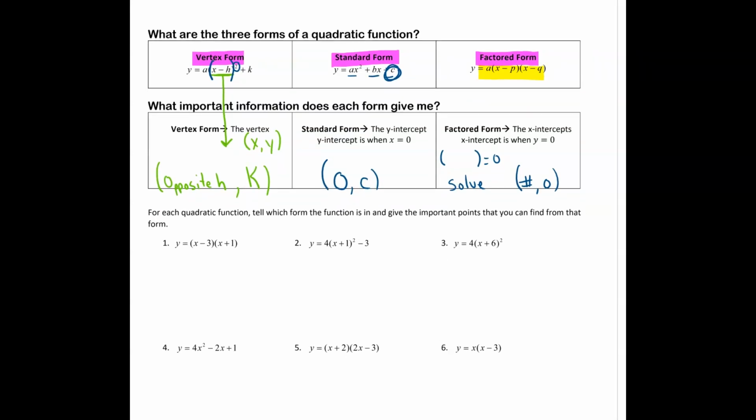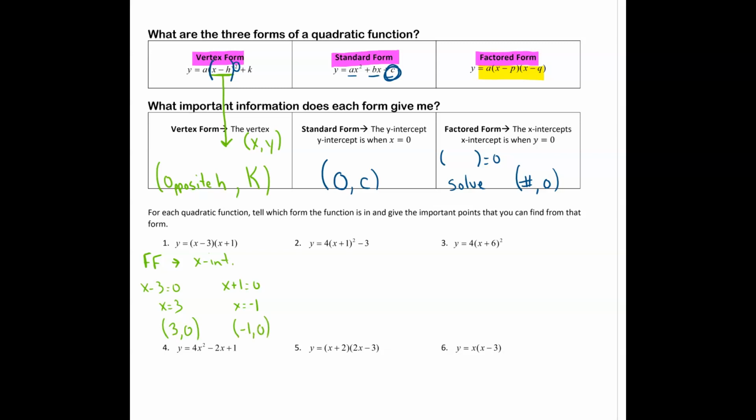So my first problem, I see parentheses, so it's either going to be factored form or vertex form. But since I don't see parentheses with a squared, this is factored form. I'm going to abbreviate and just write factored form. With that, I can find the x-intercepts by taking those factors, setting them equal to 0, and solving. So here x is 3, and subtract 1, x is negative 1, but our answers we're going to write as x-intercepts. So if x is 3, y is 0, and if x is negative 1, y is 0.